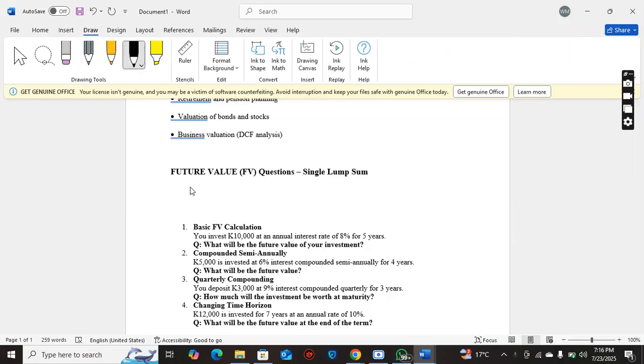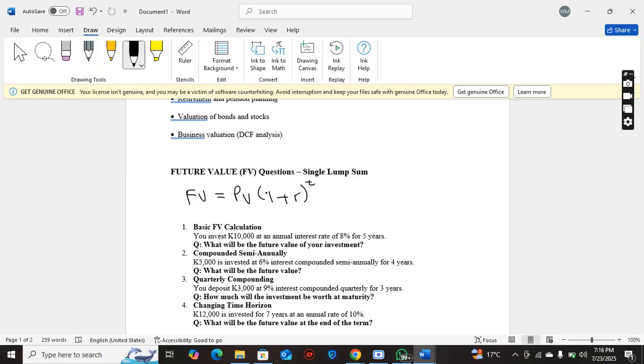Future value equals present value, 1 plus R. R is just the rate that we'll be using, to the power T. Other books are going to say to the power N.